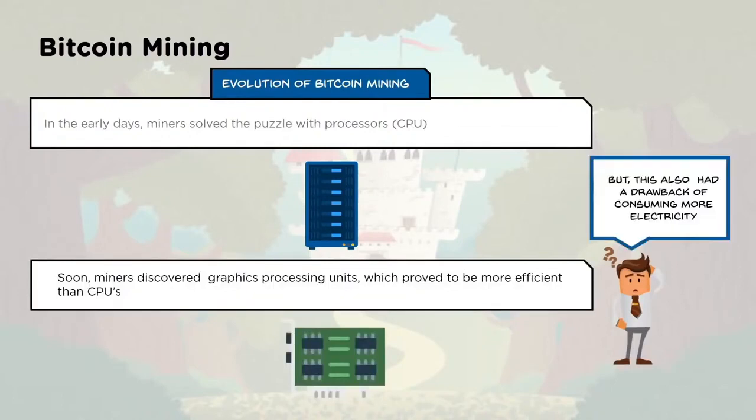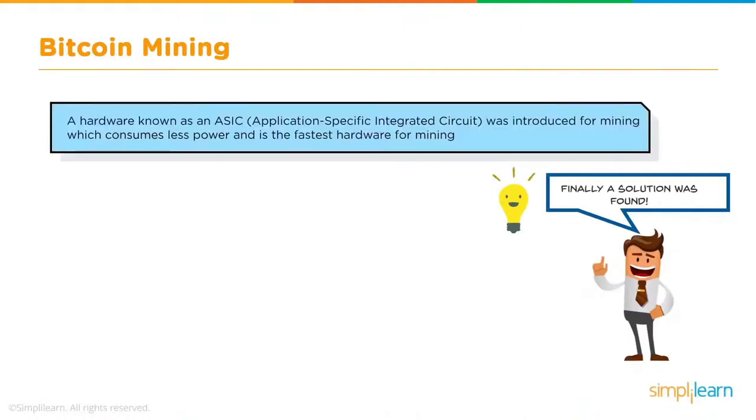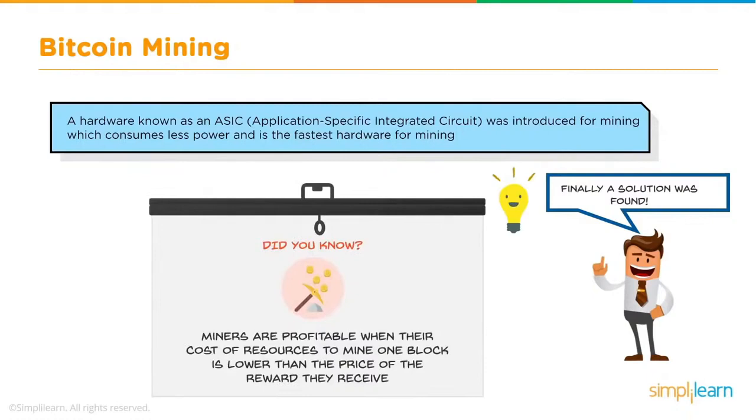But this also had a drawback of consumption of electricity. Any miner who has to calculate the return on investment on the hardware also has to accommodate the cost of electricity and other resources which go into the mining. Finally, as of today, they are using a hardware called ASIC, Application Specific Integrated Circuit, which was specifically introduced for mining, which consumes less power and has a higher computing power and is better hardware for mining. Miners are profitable when their cost of resources to mine one block is less than the price of the reward they receive. So definitely they have to have the investment less than the reward they earn.